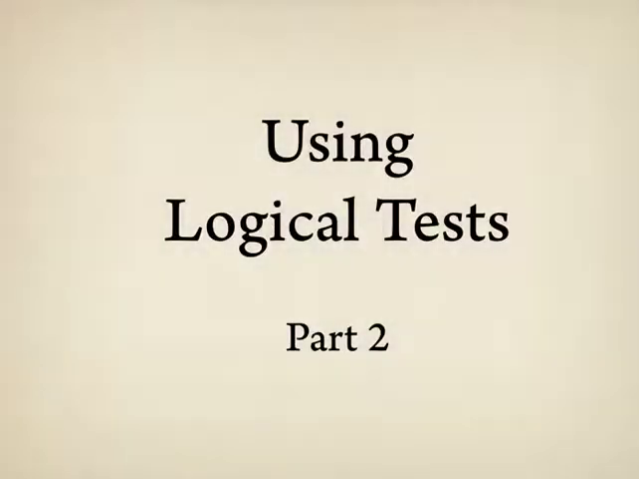In part 1, we saw how to use logical tests to see if a point was inside of a box or a circle. Now, let's see how to use and or to do something that would otherwise be very hard. Let's write a very simple game.